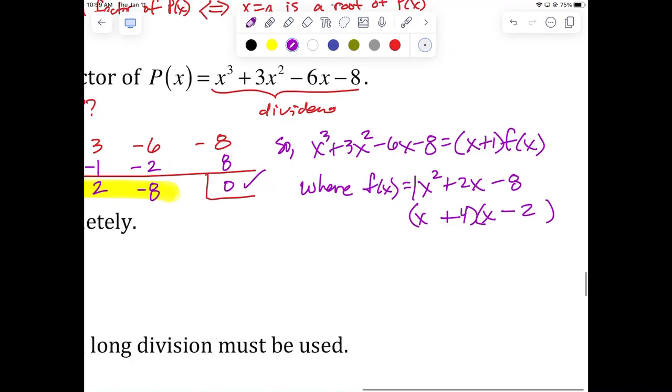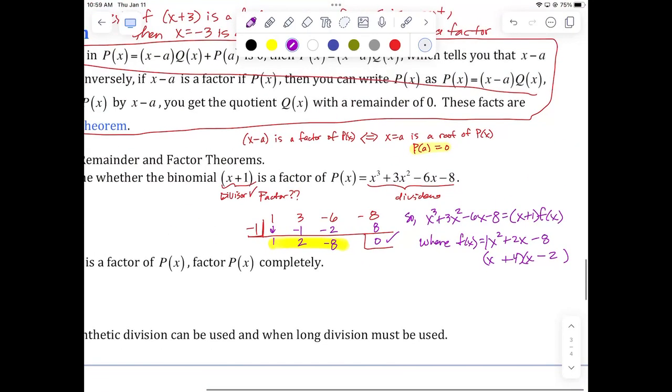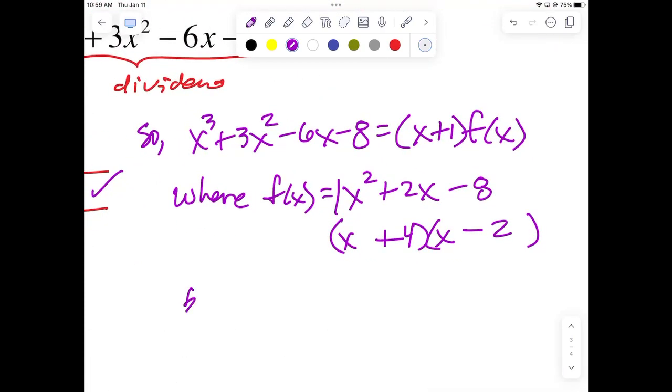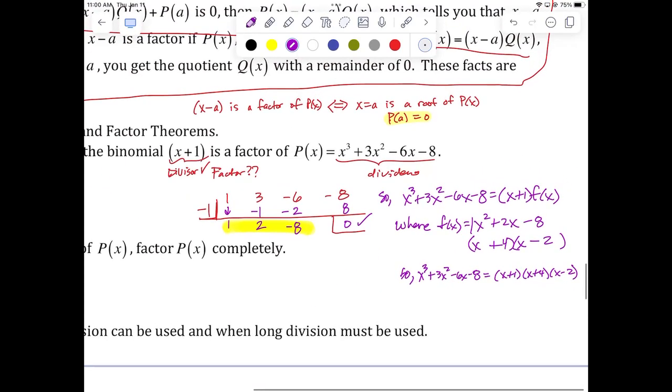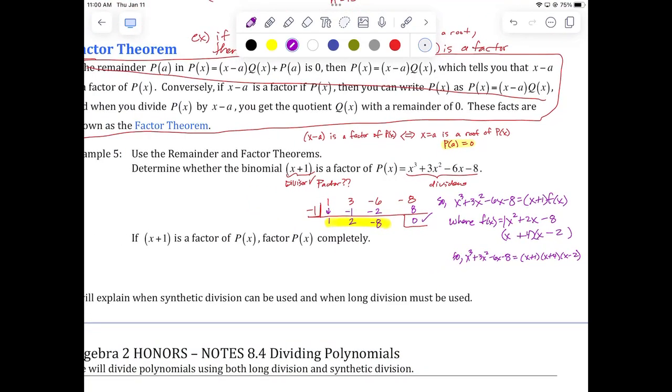So we actually don't need to factor by grouping because they gave us a little clue as to one of the factors. So here's what we know. We know that x cubed plus 3x squared minus 6x minus 8 is actually equal to x plus 1 times x plus 4 times x minus 2. Synthetic division is a tremendous aid to factoring when you know one of the factors already. Okay? You can get the quotient by just looking at the coefficients.